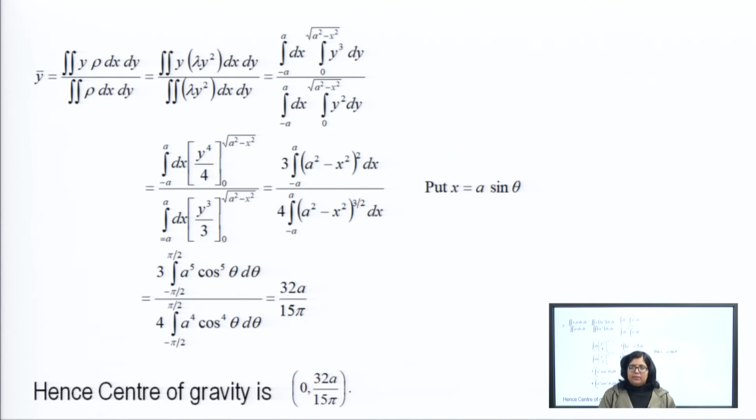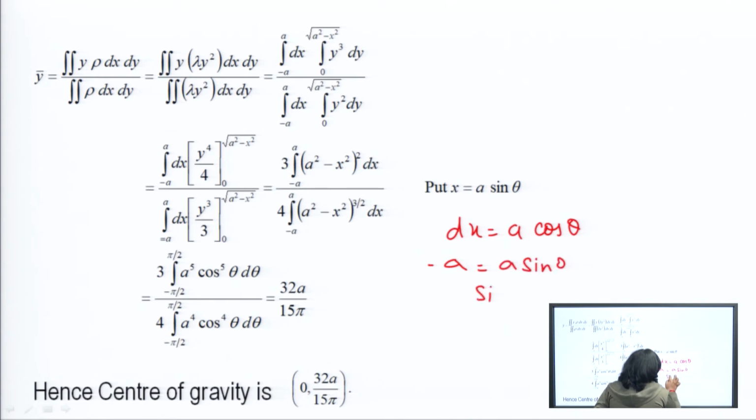So, we change it, put x equal to a sin theta. If we put x equal to a sin theta, that means dx equals a cos theta d theta, and also change the limit. Here the limit is minus a, and the other limit is a. So a sin theta is minus a, that is sin theta is equal to minus 1, and for a, sin theta is 1. What is the value of theta for 1 and minus 1?